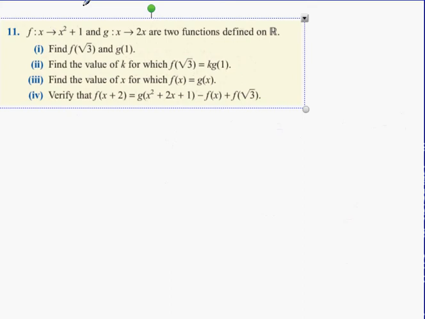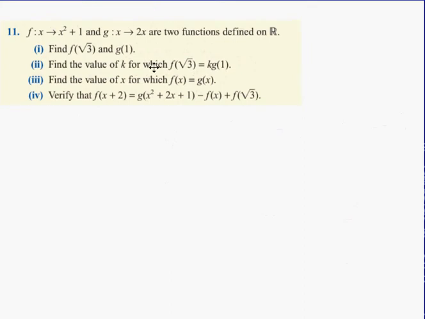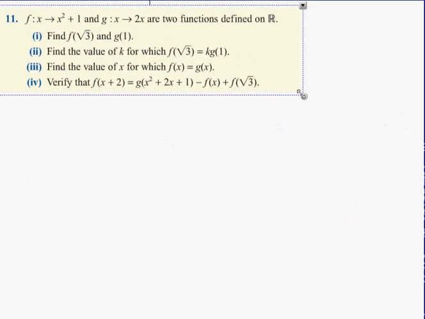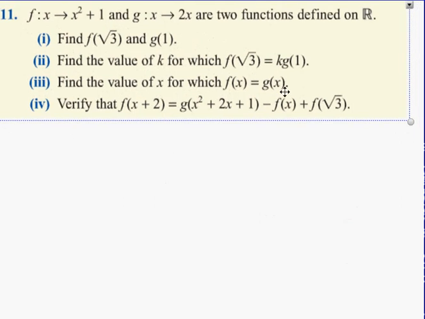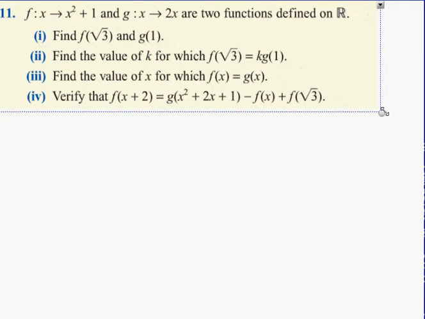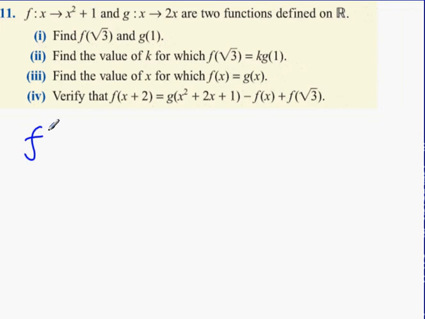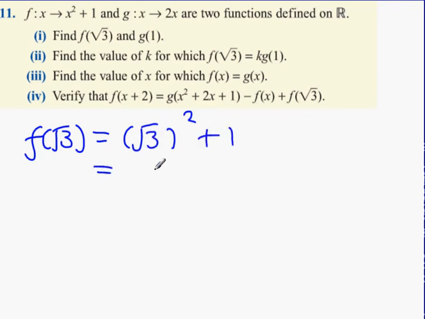Okay, number 11. Once again, still a step upwards on what we've been doing. This time there's 2 functions. The two functions are f of x equals x squared plus 1 and g of x equals 2x. So find f of root 3. How do you find f of root 3, guys? Whatever it is, square it and add on 1 and you get 4.